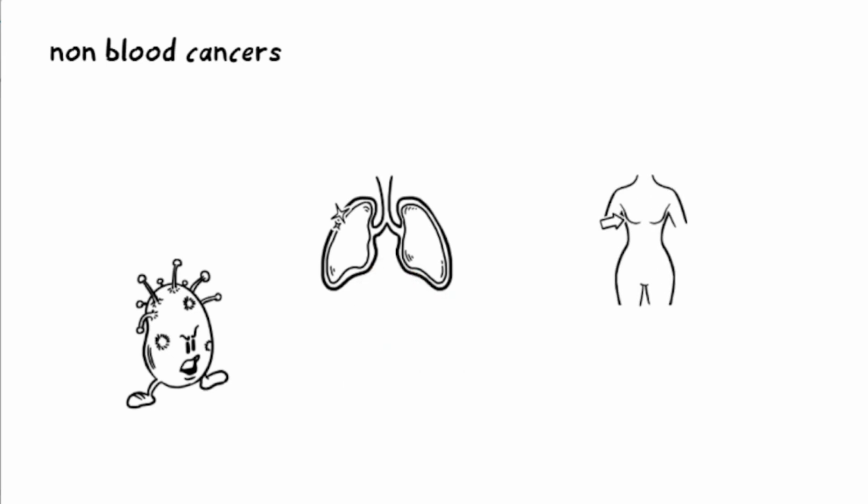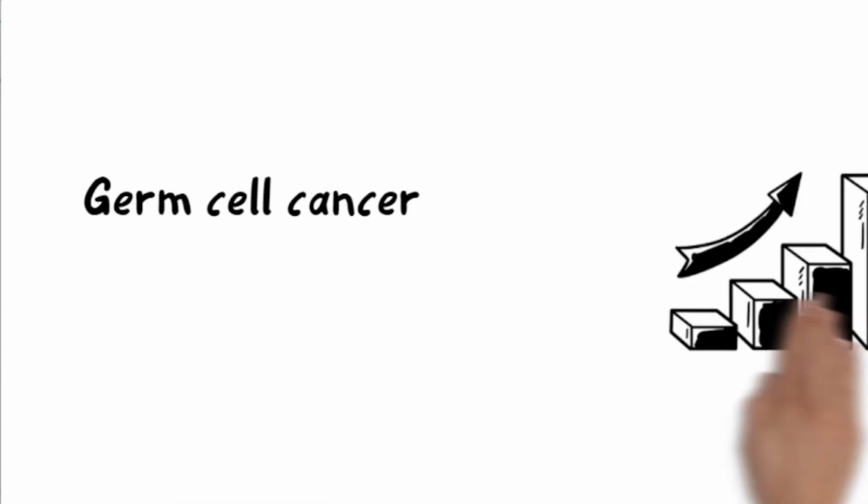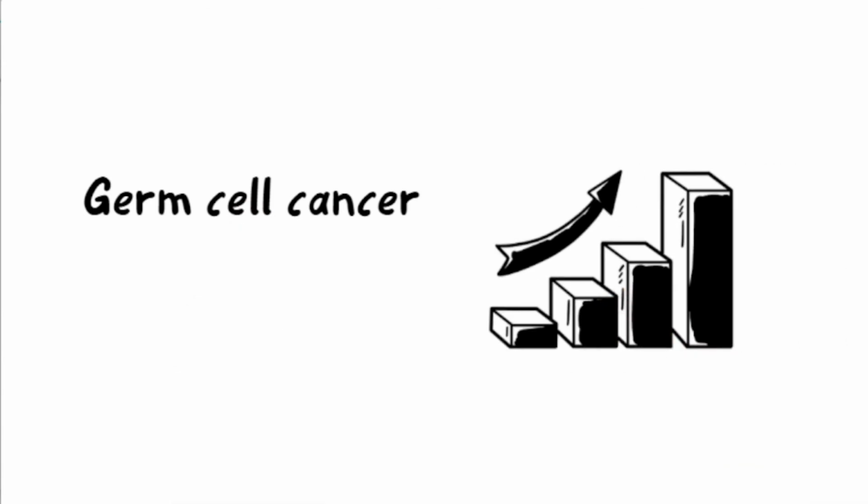Non-blood cancers. People with Down syndrome have a lower risk of all major solid cancers, including those of lung, breast, and cervix. The low risk is thought to be due to an increase in the expression of tumor suppressor genes present on chromosome 21. One exception is testicular germ cell cancer, which occurs at a higher rate in Down syndrome.